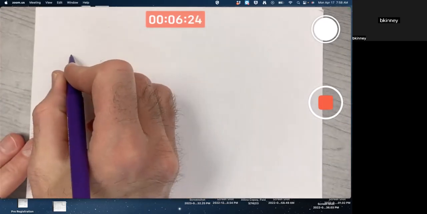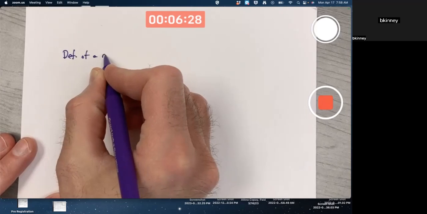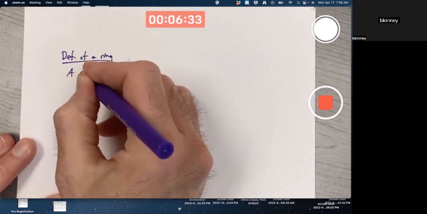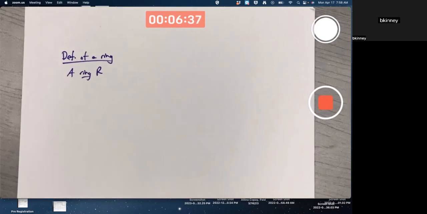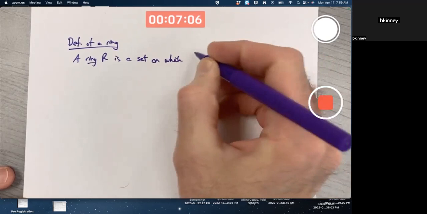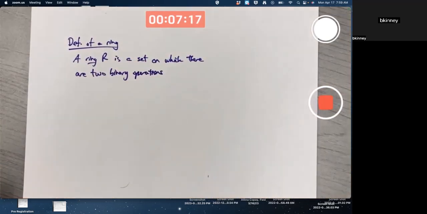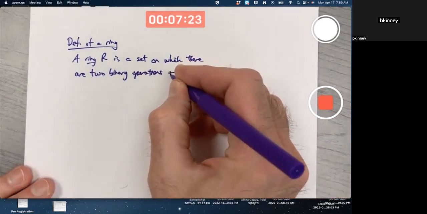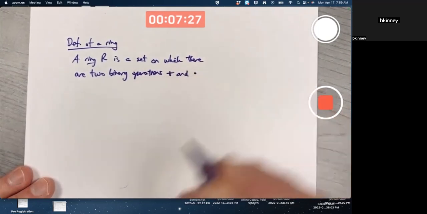So what is, again, the definition of a ring? A ring R is, well, first of all, a non-empty set on which there are two binary operations, traditionally and in the theory called addition and multiplication. So we can go ahead and write a plus sign and a multiplication dot.